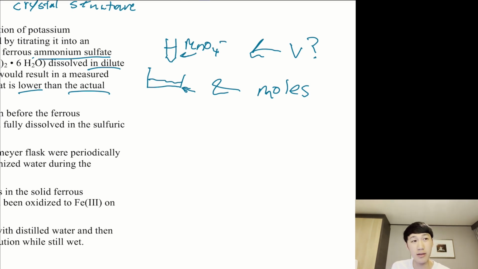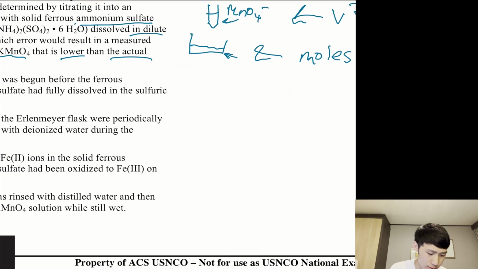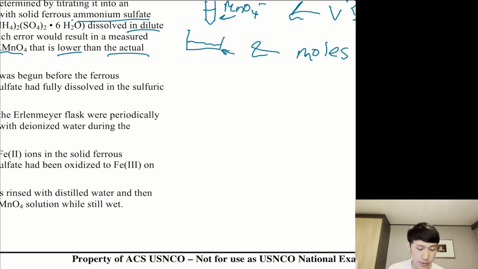This is kind of like, it's not called a reverse titration, but this is where we have the analyte actually in the burette and the titrant in the reaction flask. This is common when we're standardizing reagents. So, just to know and understand what's going on here.